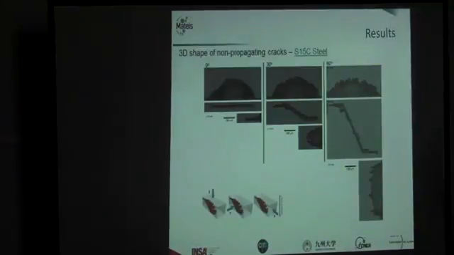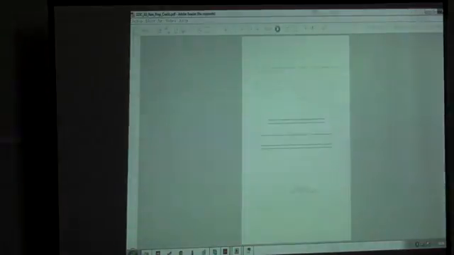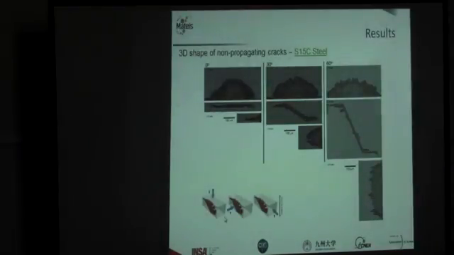This is what I had problems showing this morning. Let me see if we can have a look at the 3D shape of these cracks. Okay, maybe we are lucky. Just one second. Okay, then I will try.